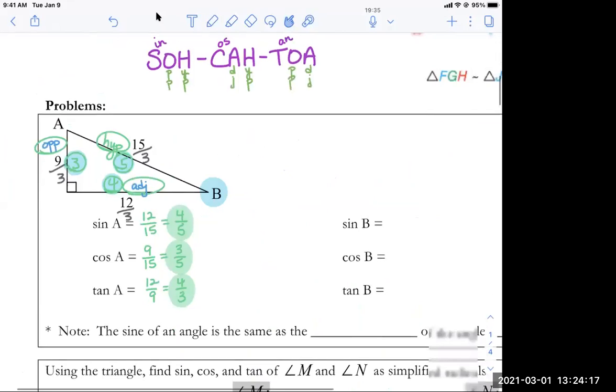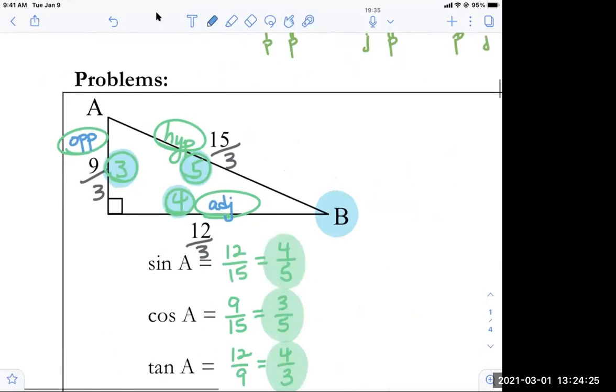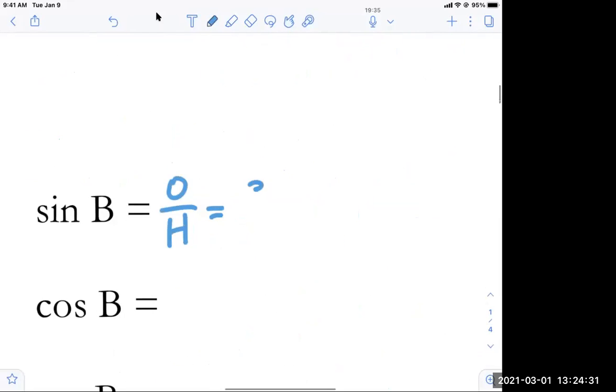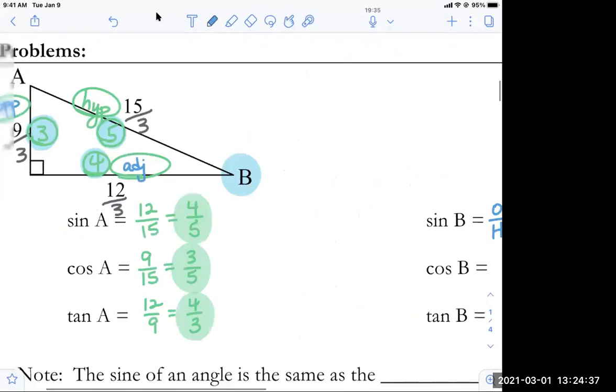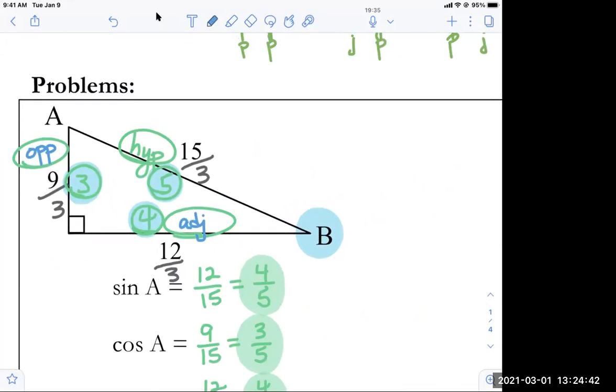So it's still sine is opposite over hypotenuse. Okay, so sine of B is opposite over hypotenuse, which is going to be, for angle B, 3/5. And again, notice that we don't have to simplify this time because we already have it broken down. Frankie, what's the cosine of B?